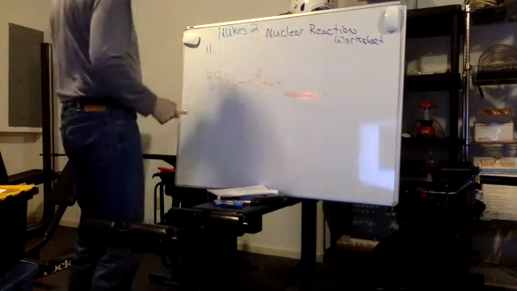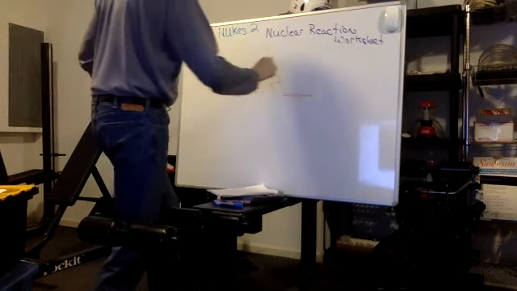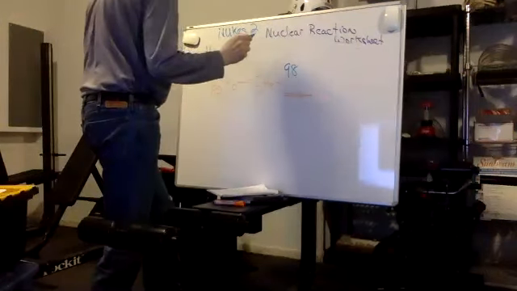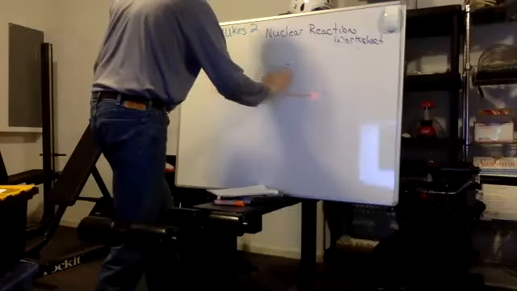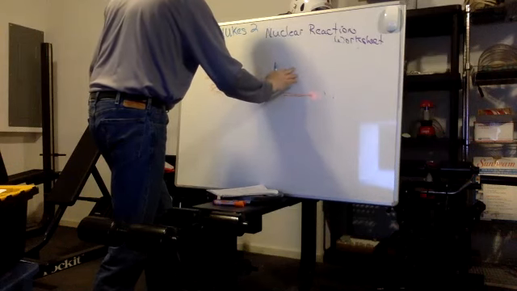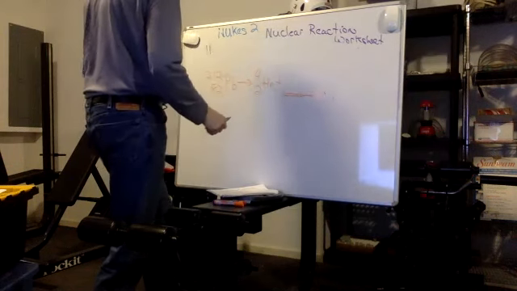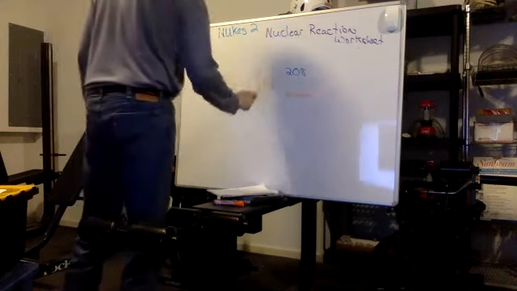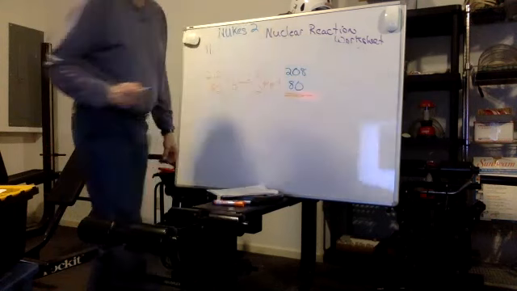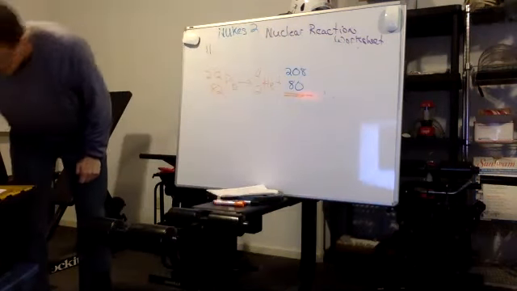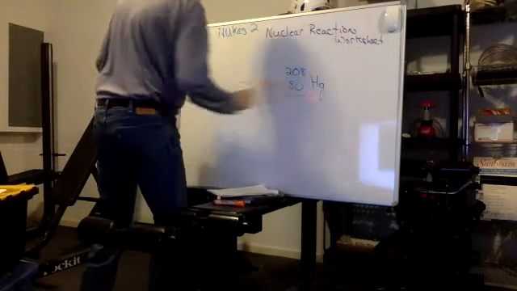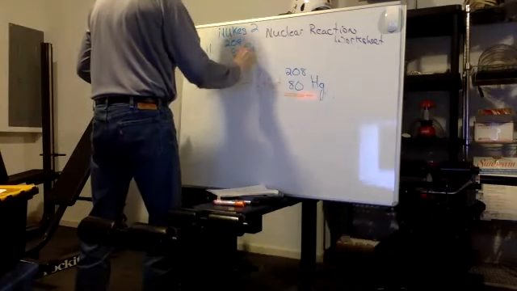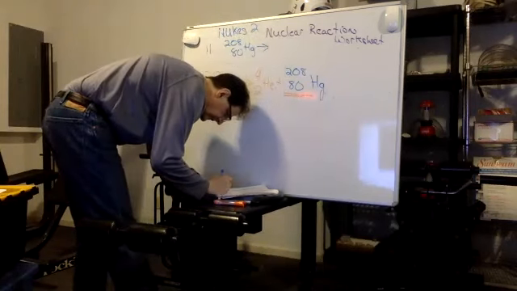So 212 less 4 would be 198. No, 208. I'll get there. Okay. And 82 less 2 would be 80. And that's going to be mercury. So I'm going to take the 208, 80, and that's going to undergo a beta decay.